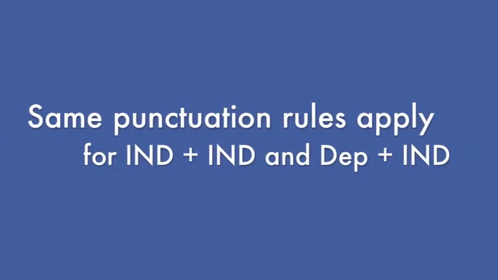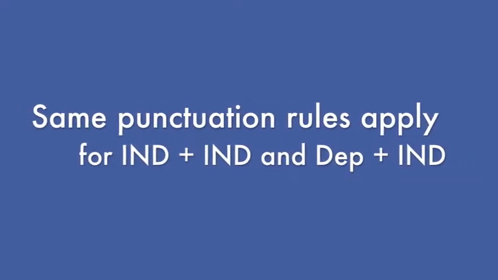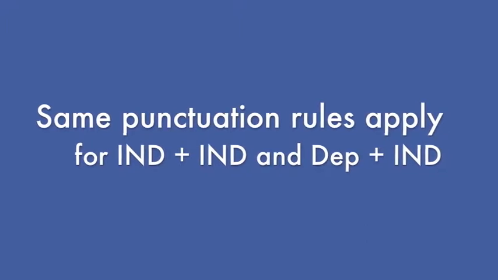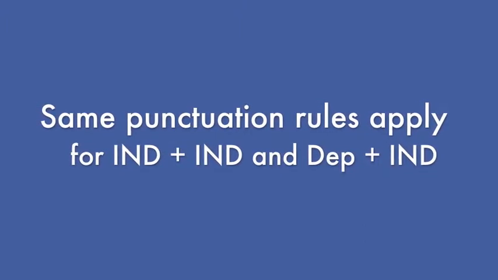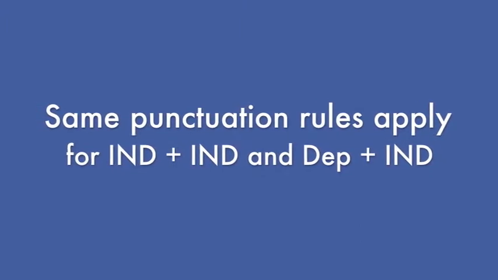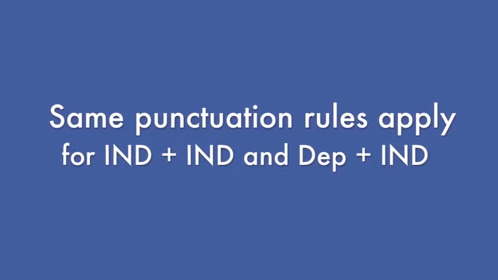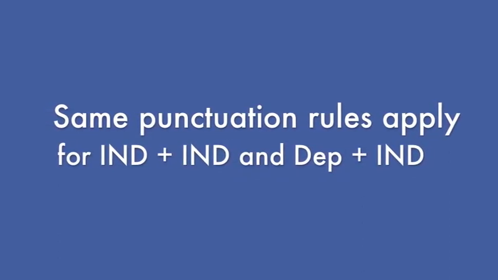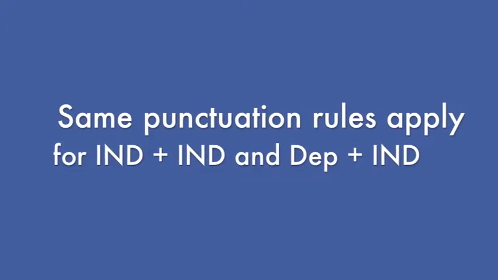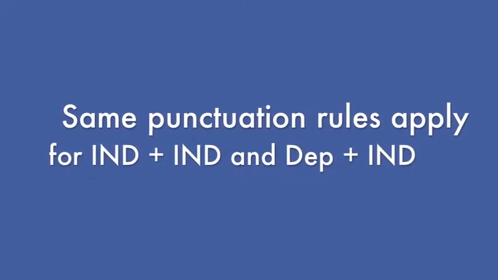The same punctuation rules apply. When you have two independent clauses that are being joined, you need to use a semicolon or a comma conjunction. And if you have a dependent clause going into an independent clause, they need to be divided by a comma. So all of the same punctuation rules that we used in our other sentences still apply for this one.